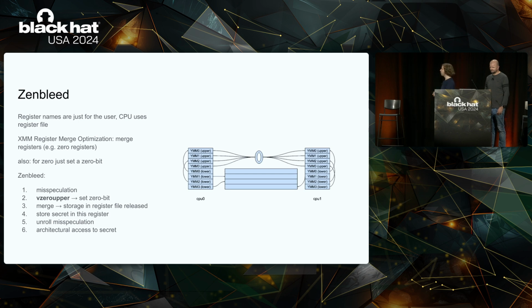And here the problem comes in if you misspeculate and then try to explicitly set this zero bit by zeroing the register or parts of the register. The register will be merged. Then you let the victim write data into it or load data into this register. Then you unroll the misspeculation, and you have access to the secret. So again, a logical bug, because during the misspeculation the merging happens and is not unrolled correctly.